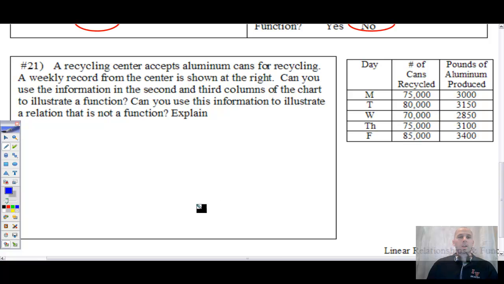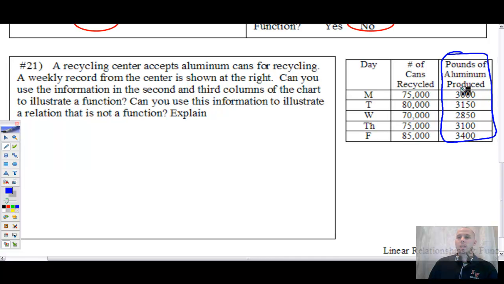Can you use the information in the second and third columns of the chart to illustrate a function? So a function is you put one number in, you always get the same result. Well, I can do that if I take this column and make that the x values, and this column and make it the y values. So the question was, can you use the information in the second and third columns to illustrate a function? Yes.